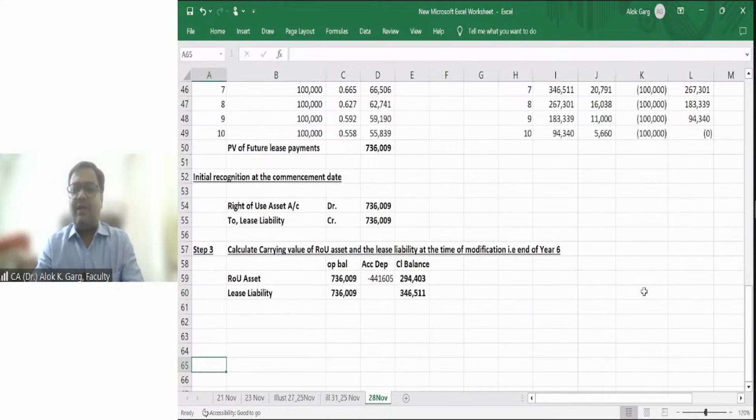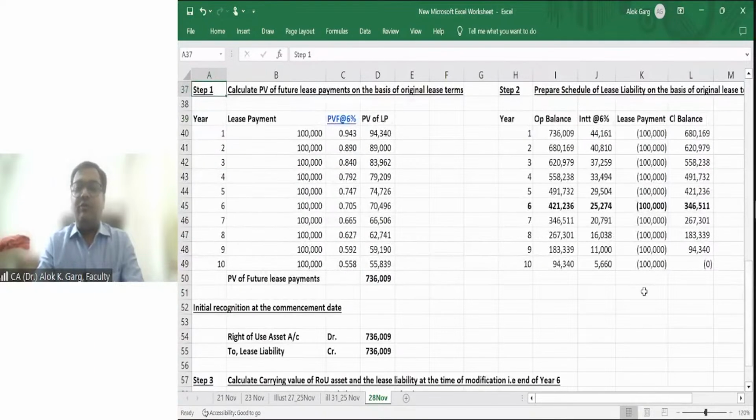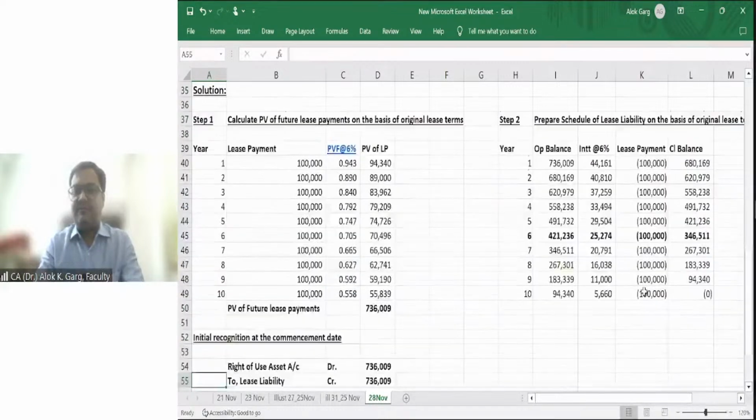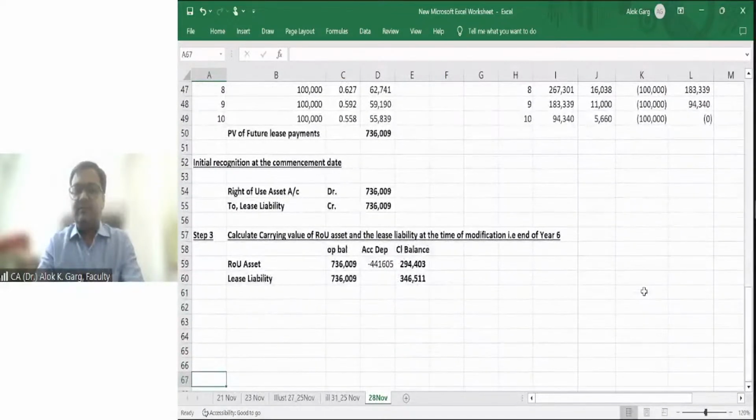Friends, step number 1, step number 2, which is the original initial recognition accounting, step number 3, you have computed the carrying value of the asset and liability at the end of year 6, which is the time of modification. Do you have any doubt, any question till step number 3? We are solving this question step by step. Shall I move forward?